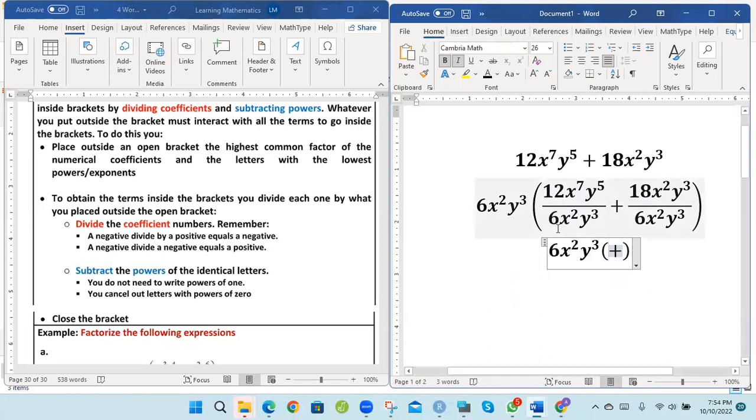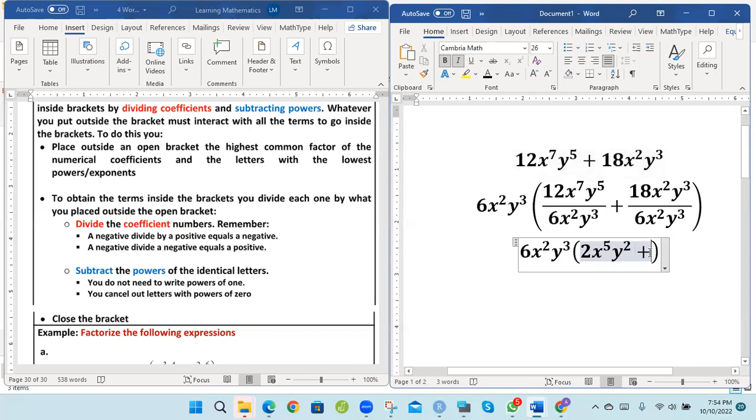12 divided by 6 is 2. 7 minus 2 is 5. x raised to the 5. 5 subtract 3 is 2. y raised to the 2. If you multiply this, you're going to get that back. 6 2s are 12. You see that? x^2, x^5: 2 plus 5 gives us back 7. 3 plus 2 gives us back 5. You can verify your answer as you're going along.